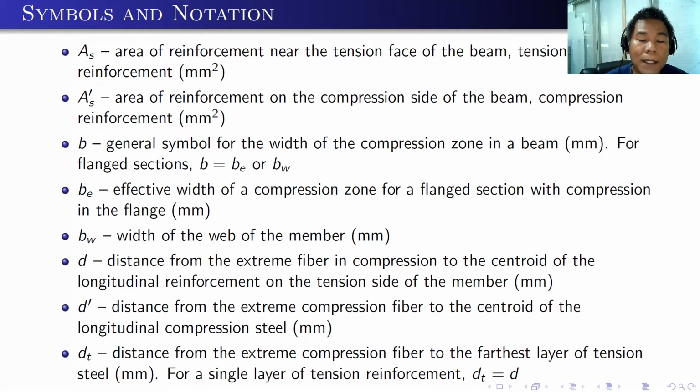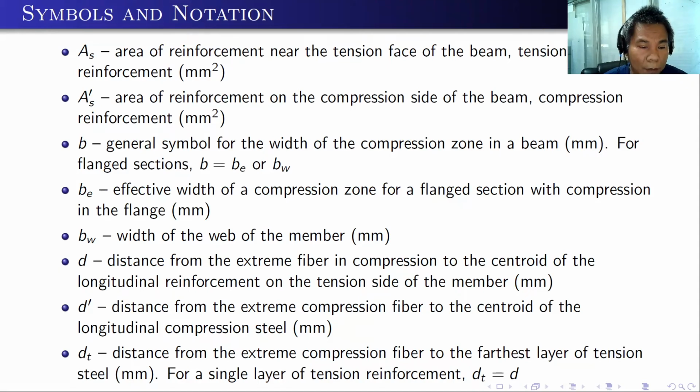And d is the distance from the extreme fiber, take note, extreme fiber in compression, to the centroid of longitudinal reinforcement on the tension side of the member. Again, if there is a prime, it concerns the compression reinforcement. So d prime is the distance from the extreme compression fiber to the centroid of longitudinal compression steel.